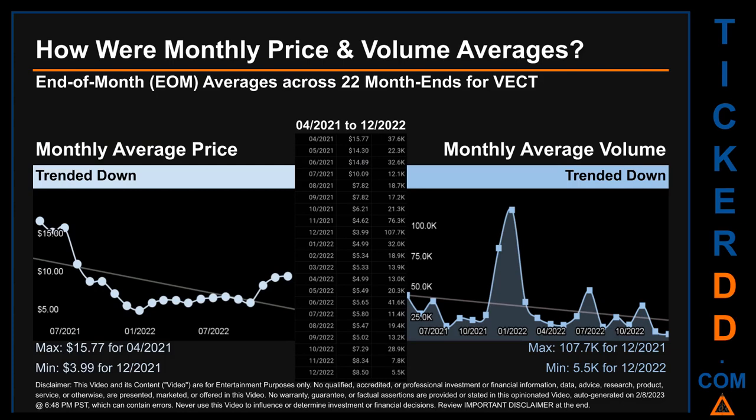Looking at volume, 12/2021 and 12/2022 respectively saw the highest and lowest monthly average volume at 107.7 thousand and 5.5 thousand.